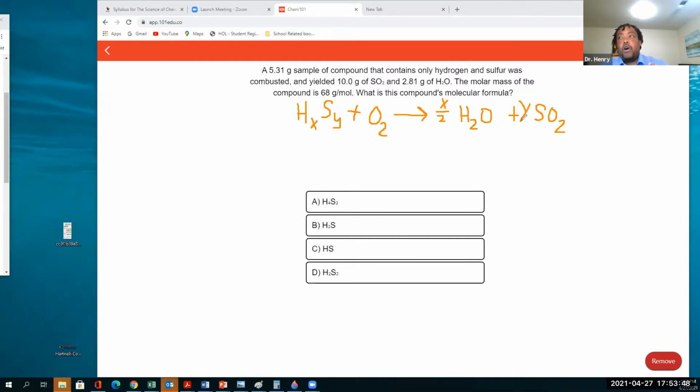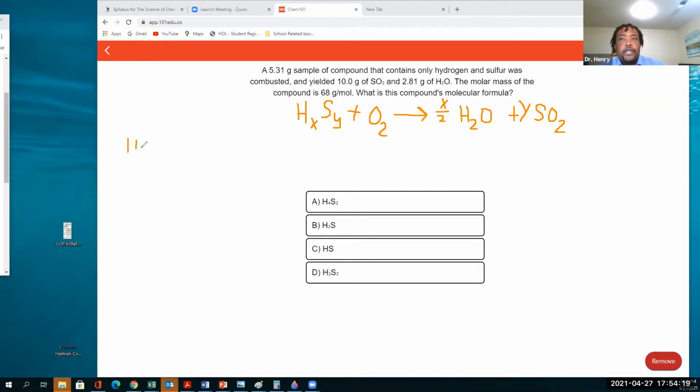Because we know that all of our hydrogen is coming from this compound and all of our sulfur is also coming from the compound. But the thing that we do know is that the sulfur is in this 10 grams of sulfur dioxide. So we need to figure out how much of that 10 grams is actually sulfur, okay? So I'm going to show you a way of doing that.